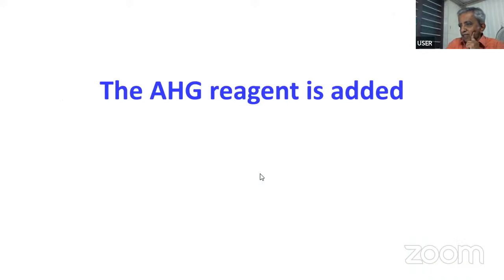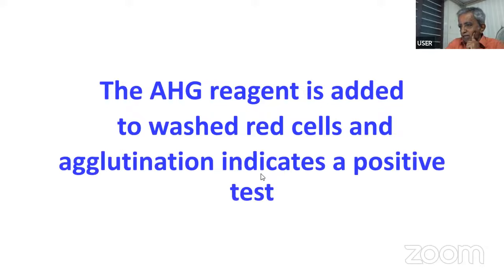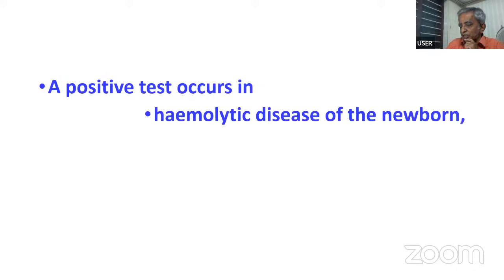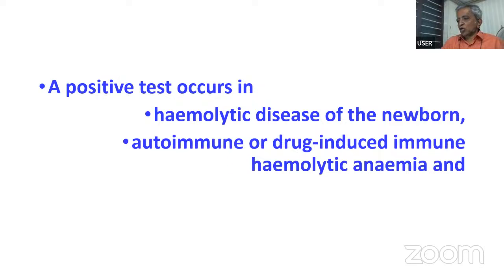So AIG reagent is added, the red cells are washed, and agglutination indicates a positive test. A positive test occurs in hemolytic disease. Not only that, there are similar conditions: one is hemolytic disease of the newborn, then autoimmune or drug-induced hemolytic anemia.